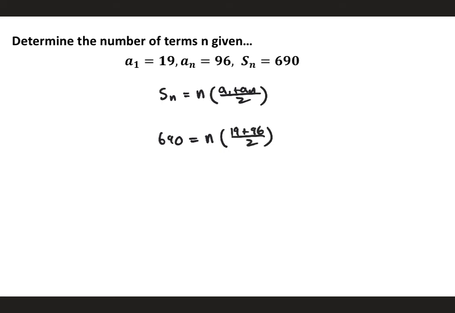So it's really not that hard of a problem. So we say (19 plus 96) divided by 2, and then we say 690 divided by that number. I got 690 equals n times, we calculated that out, 57.5. I'm going to divide that over. So 690 divided by 57.5, I get n equals 12. Awesome. So there were 12 terms to get to 96 in this series.